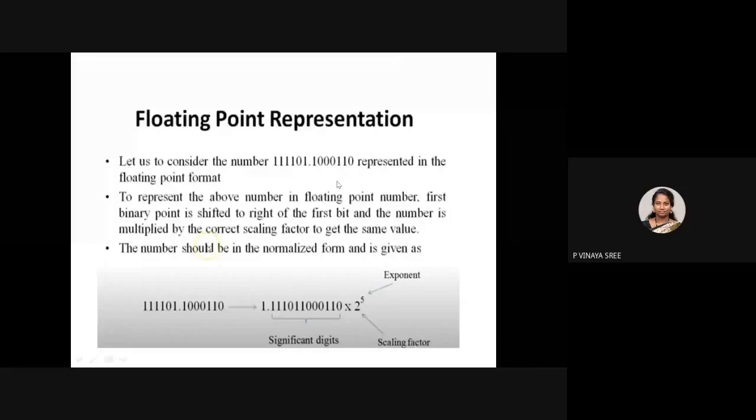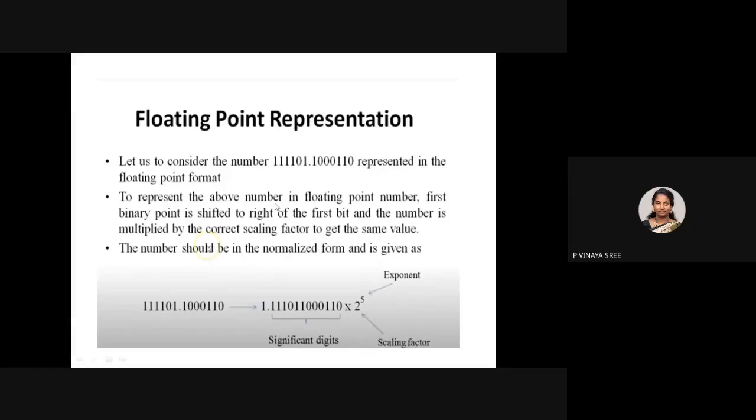In this binary number, first step is, note down in your notes: given a decimal number, need to convert to binary. But I already have given a binary number. Next step is, we need to do normalization. So this is your binary number. Try to concentrate. In this binary number, we have to do normalization. What is this normalization? Represent the above number in floating point number.